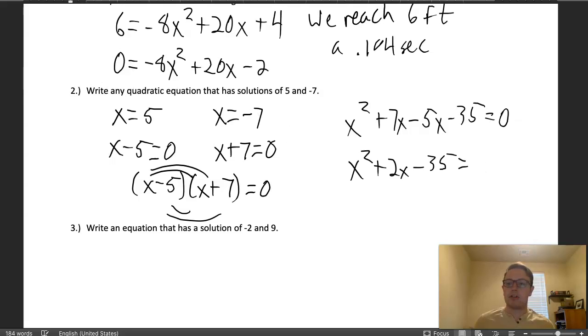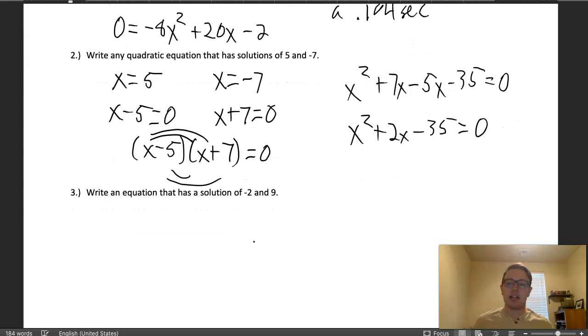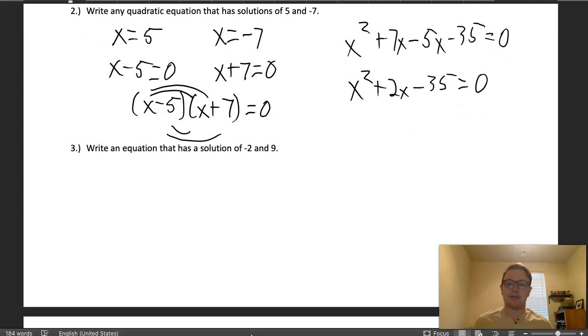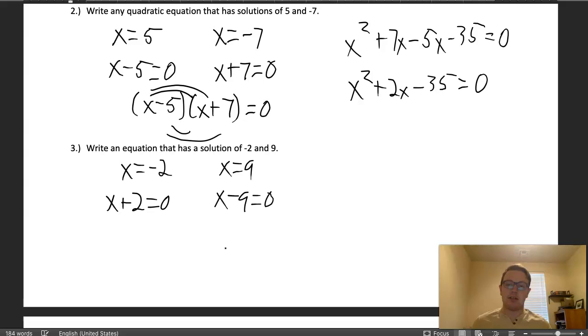We have one more of those to try, so why don't you all try that? Write an equation that has a solution of minus 2 and 9. So for this one, we want a solution of minus 2 and 9. We'll start by saying x will be equal to minus 2, and x will be equal to 9. Now we're going to get the right side equal to 0, so we're going to add 2. We get x plus 2 is equal to 0. We get x minus 9 is equal to 0.